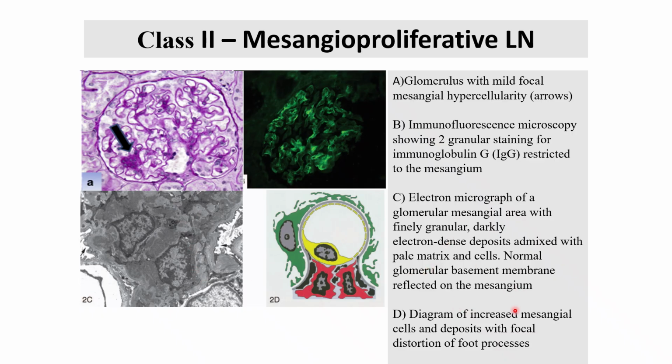In the electron microscopy, we can see the glomerular basement membrane is normal, but in the mesangial area, we can see the finely granular, darkly electron dense deposit admixed with pale matrix.